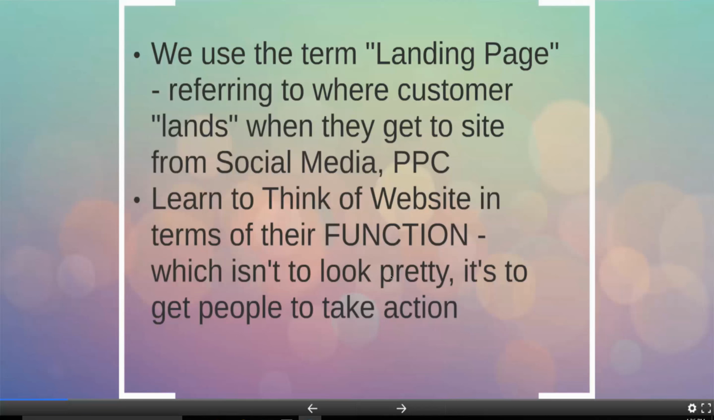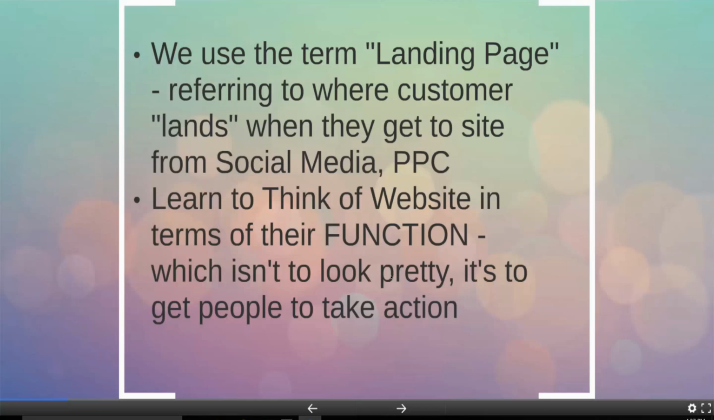And here's another term we use a lot, which is called landing page. Landing page just refers to where the customer lands when they get to the site from wherever they came from: social media, AdWords, PPC, SEO. So what I want you to do as a digital marketer, what separates you from everyone else who's surfing the web, is that you're going to think of a website in terms of its function, which is not to look pretty. It's to get people to take a particular action.